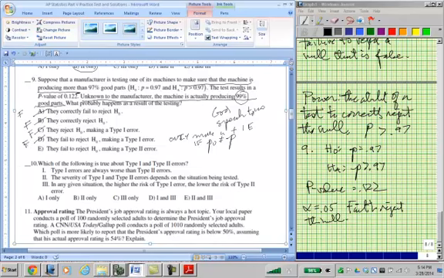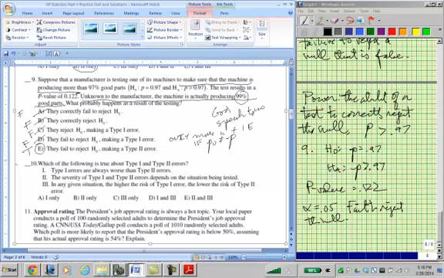Finally, E, fail to reject the null hypothesis, making a type 2 error. Okay, type 2 error is when the null hypothesis is false and you fail to reject the null hypothesis. So this is true. Okay, so 9 is E.